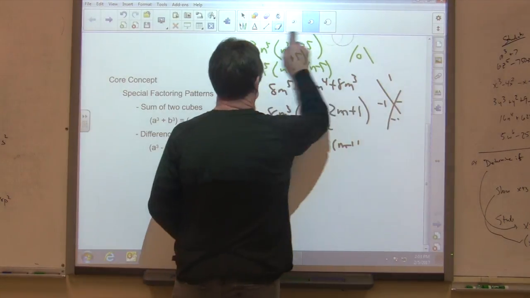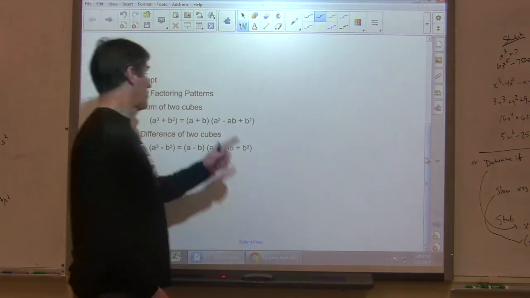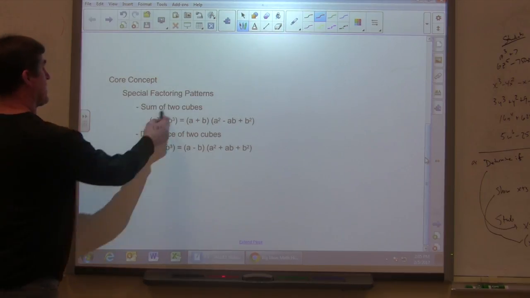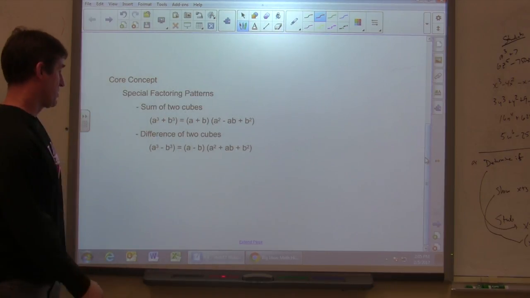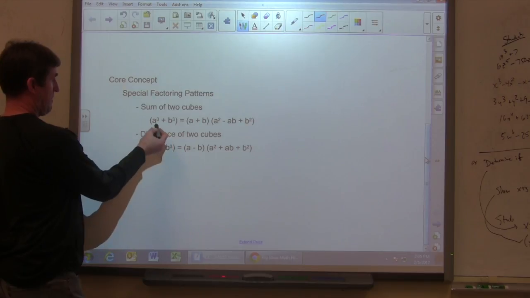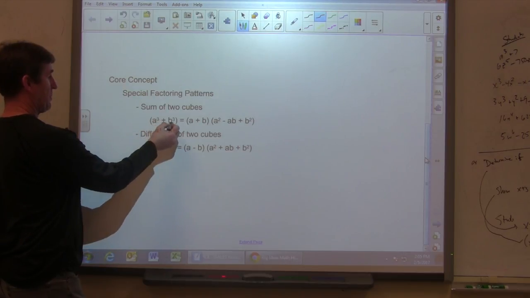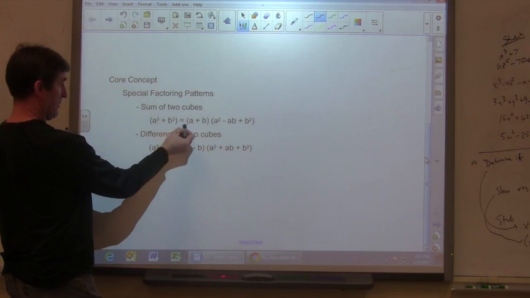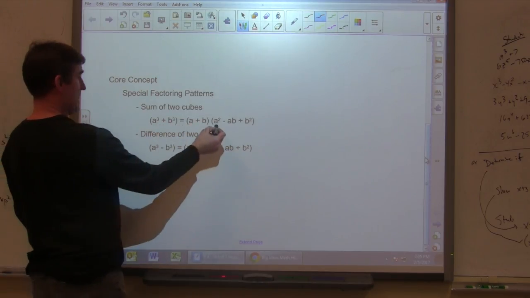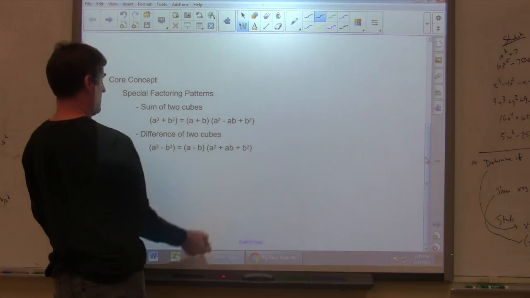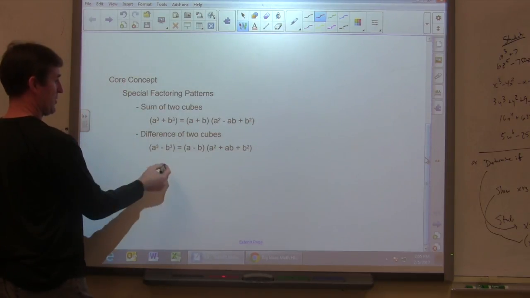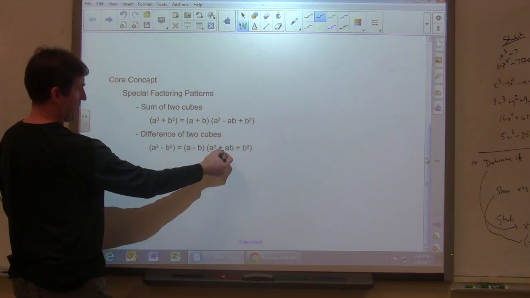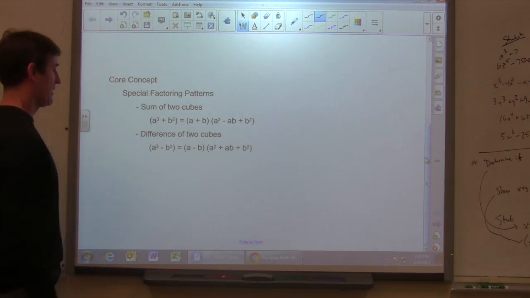So next, 2 other shortcuts we're going to add to your tools. And that is the sum of 2 cubes and the difference of 2 cubes. This is a to the 3rd plus b to the 3rd. It becomes a plus b, where you just take the cubes of both those. The sign is the same. And then a squared minus ab plus b squared. With the difference of 2 cubes, this is a minus. The first one's now a minus. But in the second one, your first sign is a positive, not a negative.